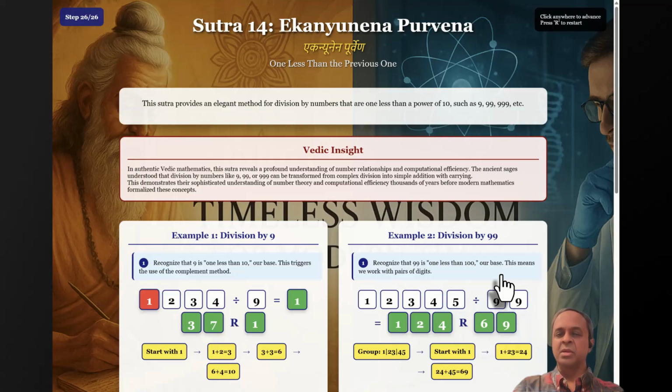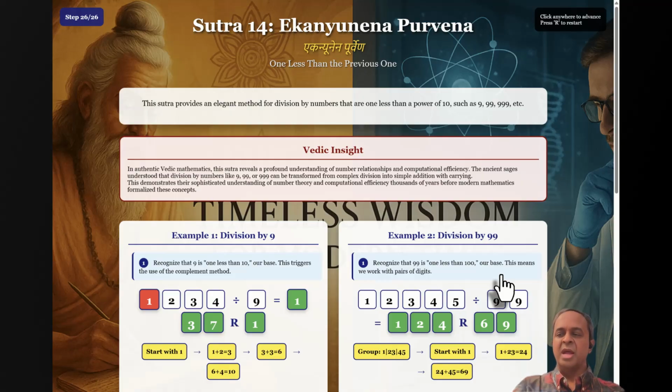Like I said, used extensively today in the field of AI, in writing of the algorithms and processing, where speed is very important. So, by recognizing that numbers 1 less than a power of 10 have special properties, the ancient mathematicians developed methods that transform complex division into simple addition processes, demonstrating the depth and sophistication of Vedic mathematical thinking.